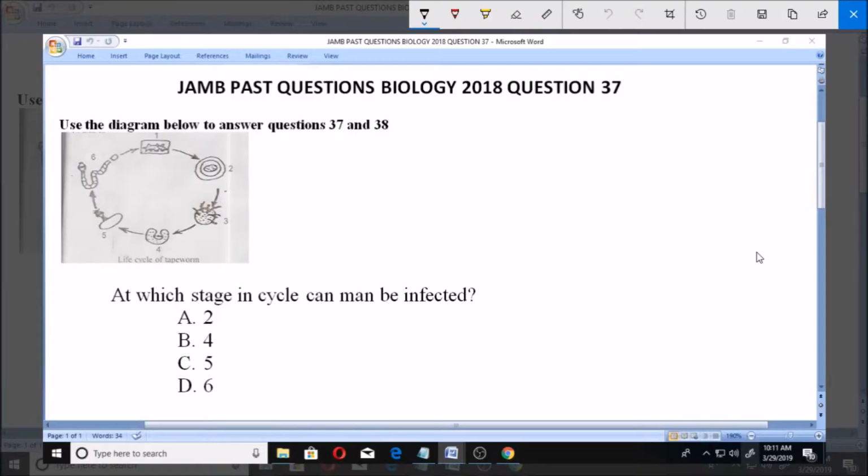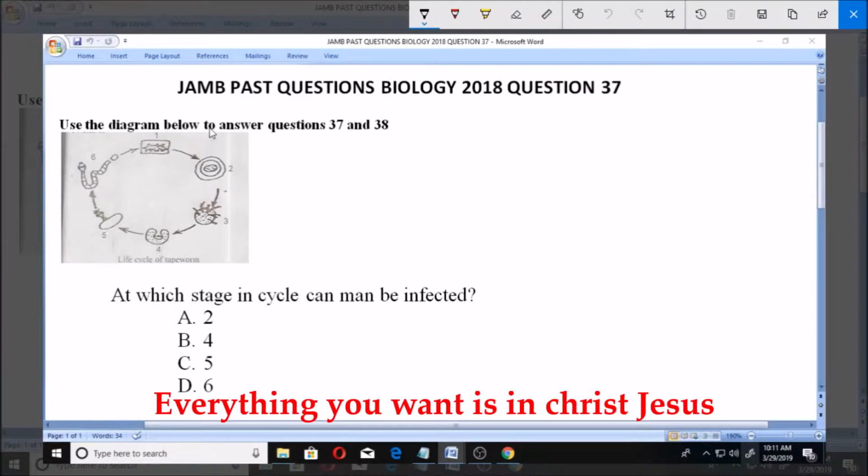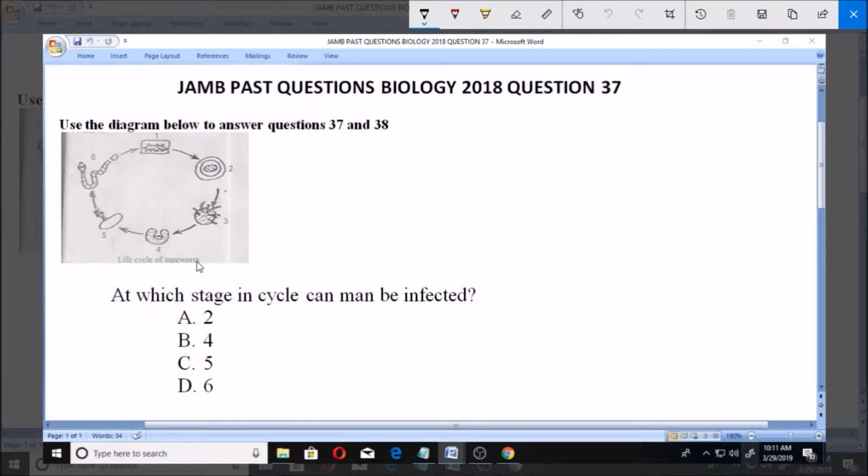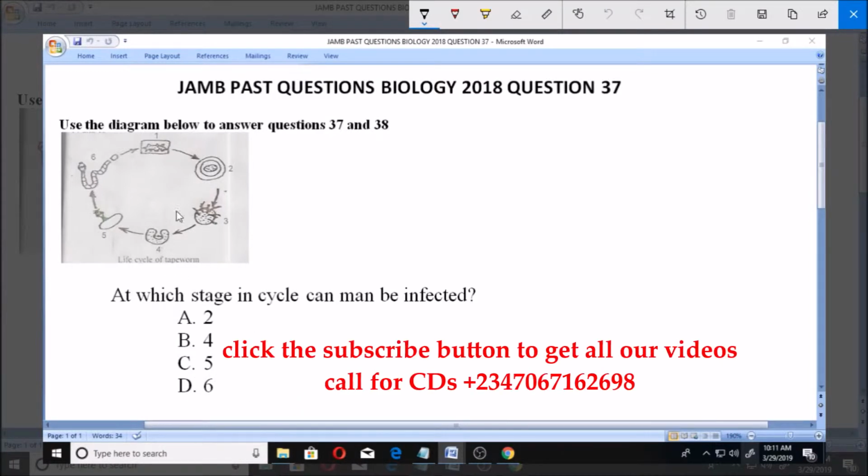Let's look at question number 37 for JAMB Past Question Biology 2018. Use the diagram below to answer questions 37 and 38. This is the diagram showing the life cycle of tapeworm. At which stage in this cycle can man be infected? A, 2; B, 4; C, 5; D, 6. So at which stage in this can man be infected?